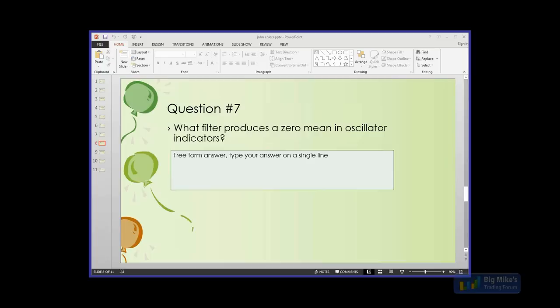All right, going to question eight. What trading action makes an indicator predictive? So we're looking for an action. There we go. Peter got it. Peter, I need your BMT username, please. And the answer is anticipating turning points.